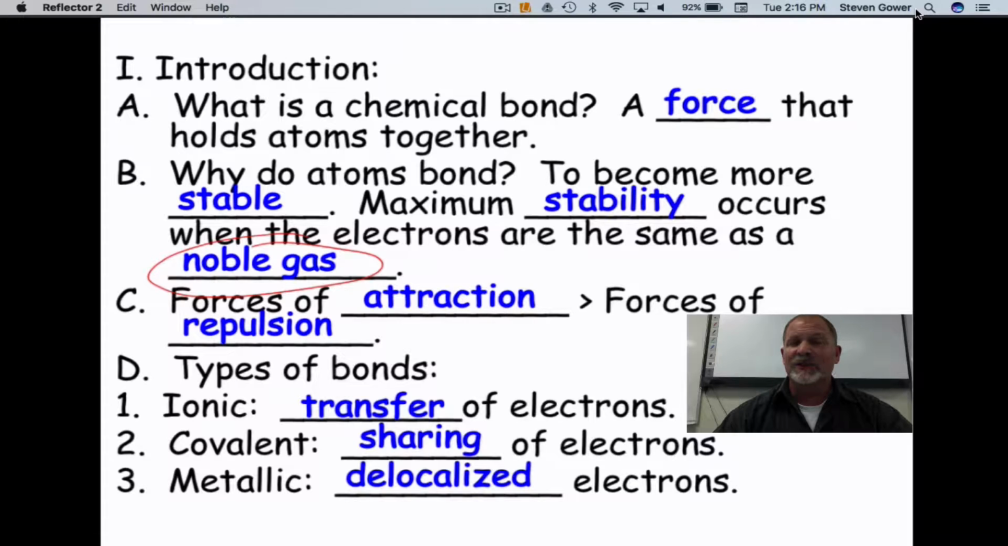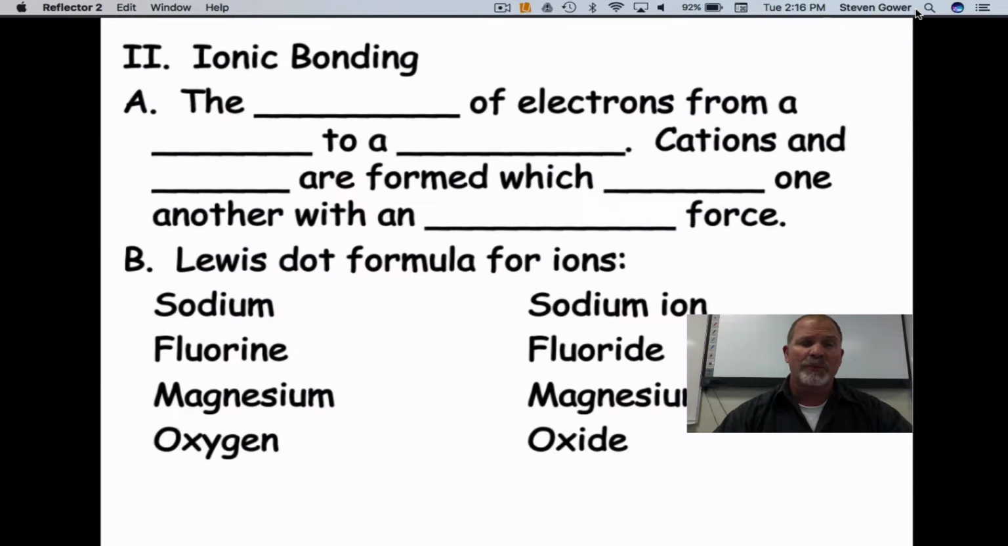The last one is delocalized. We'll get more into that one later. That's for a metal. And delocalized just means electrons have the ability to flow.